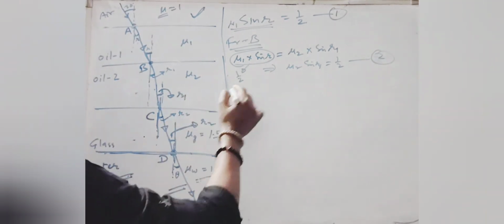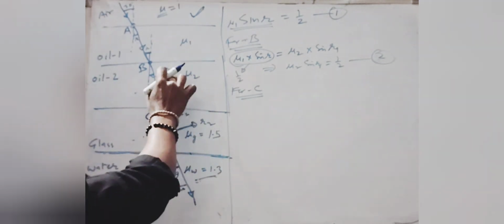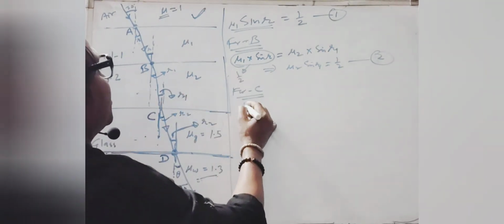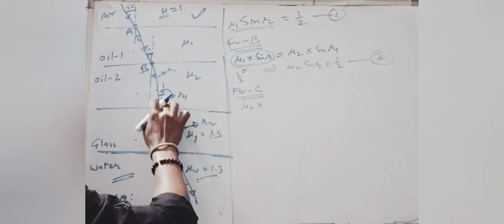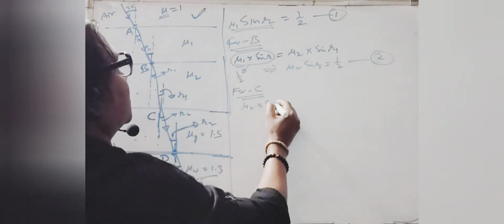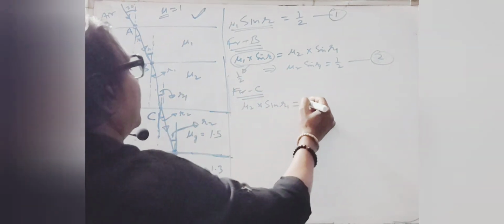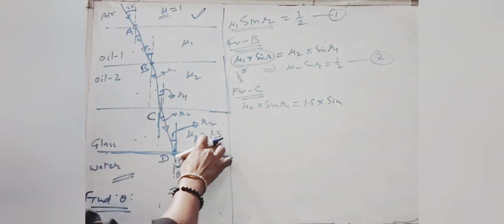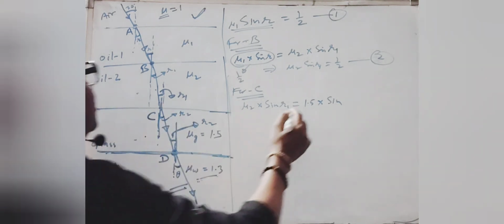Okay. Now for C point, come here. Rays are incident from the oil medium and going into the glass medium. In the oil medium, the refractive index is mu2 and the angle is R1. This is R1, sine R1. And in the glass medium, the refractive index is 1.5, and the angle is how much? This is R.